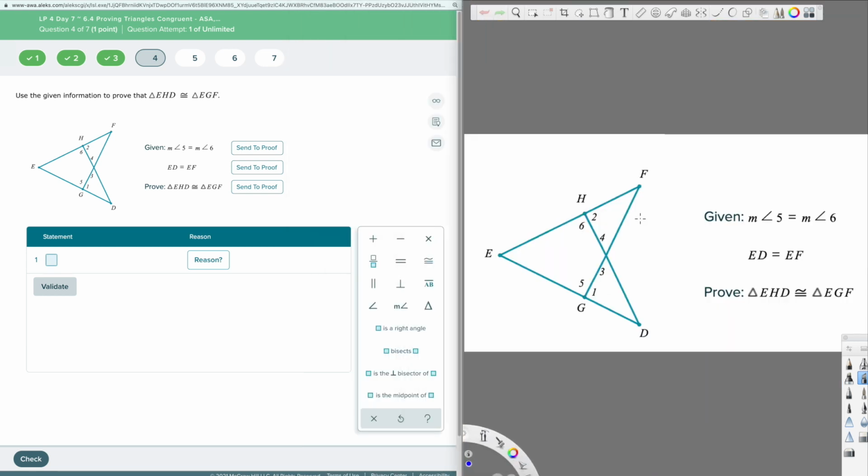There we go. All right, we are ready. So now we're going to take a look at this diagram. I can see I have two overlapping triangles, and I like to do these in different colors so that I can actually see them.